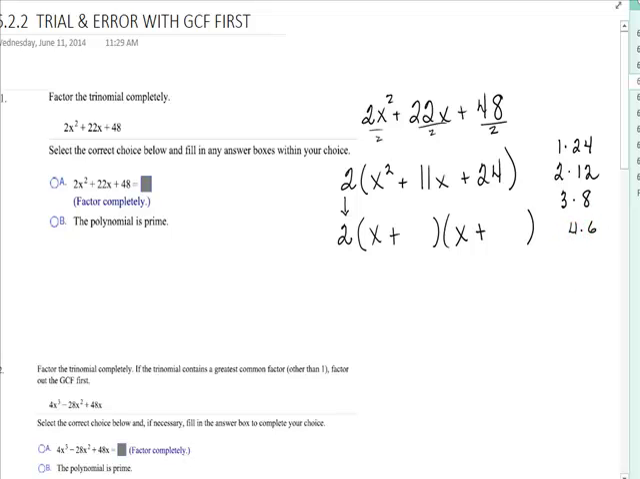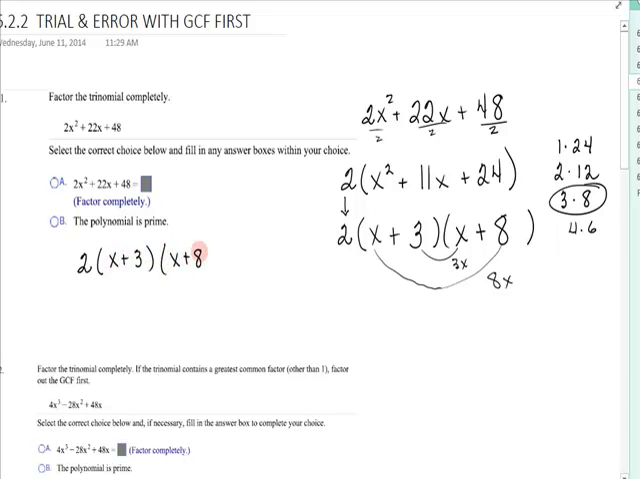That means that I don't have to continue on my path. There is another pair of factors, but I don't have to write them down because I already realized 3 and 8 will work. I still think you should check the trial and error part. X times x is x squared. The outer product is 8x. The inner product is 3x. And those add up to be 11x. 3 times 8 is 24. You could then distribute the 2 to see if you get all the way back up here. Your answer needs to be 2 parentheses x plus 3 parentheses x plus 8. You have to have all of those factors.